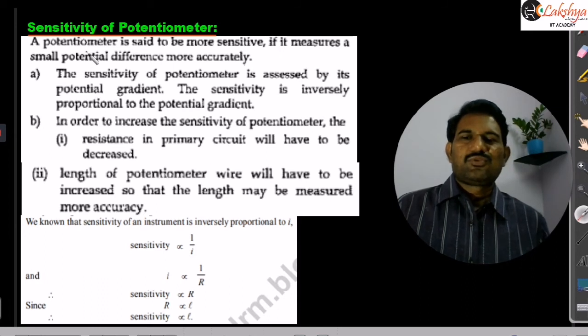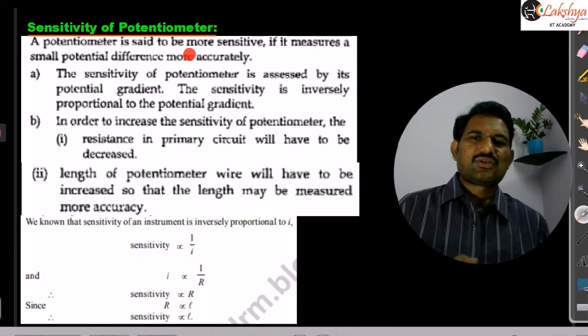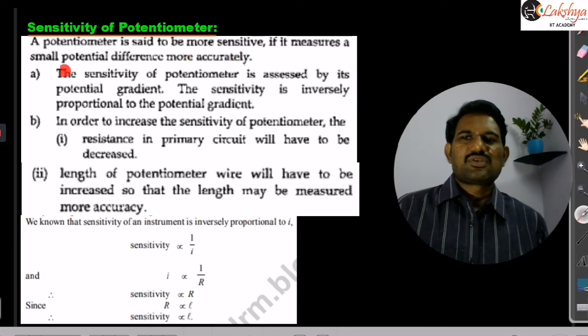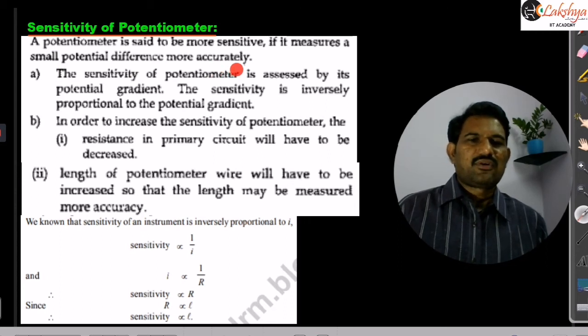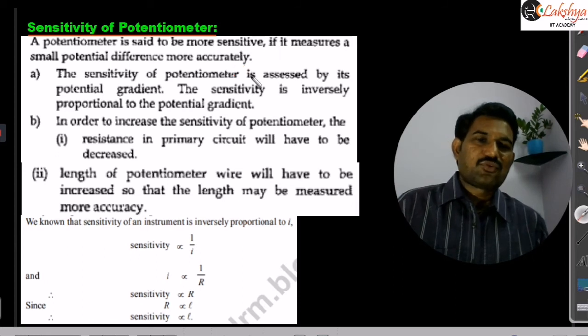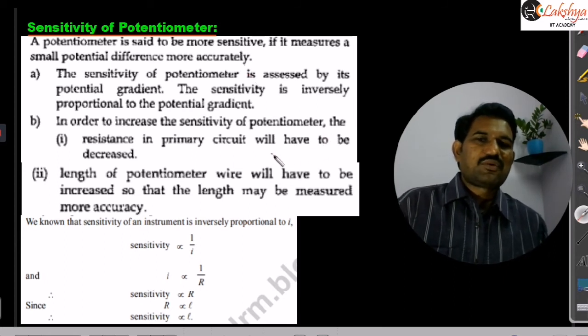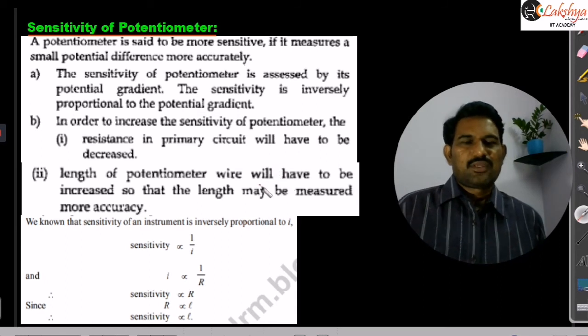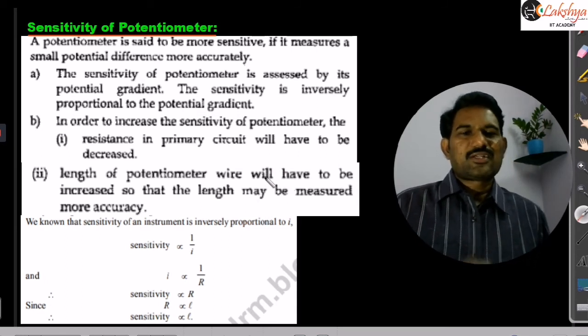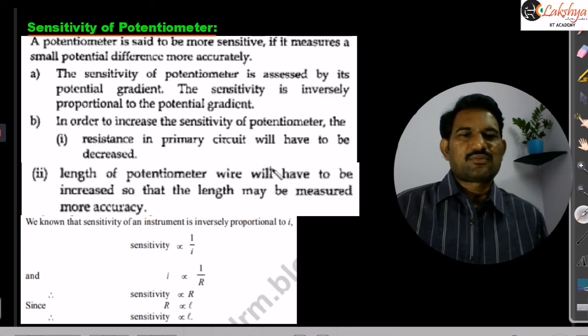Next, about the sensitivity of this potentiometer. The potentiometer is generally said to be more sensitive if it measures a small potential difference more accurately. That means if you are comparing two potentiometers, for example, say the first potentiometer can measure up to 1 volt, whereas the second potentiometer can measure up to 0.1 volt. Then the second potentiometer is said to be more sensitive when compared to the first potentiometer. So if it is measuring the smallest values, then it is said to be more sensitive.